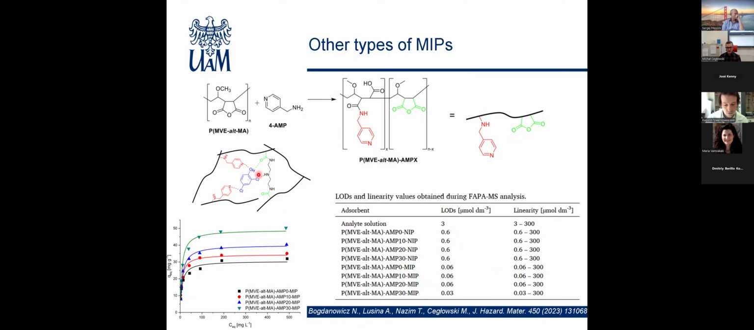That was our template. So here are the absorption isotherms. Introducing the 4-AMP actually nicely improved the absorption capacity. And also we got improved limits of detection, again for the material with the highest absorption capacity, so with the highest amount of 4-AMP functionalization.